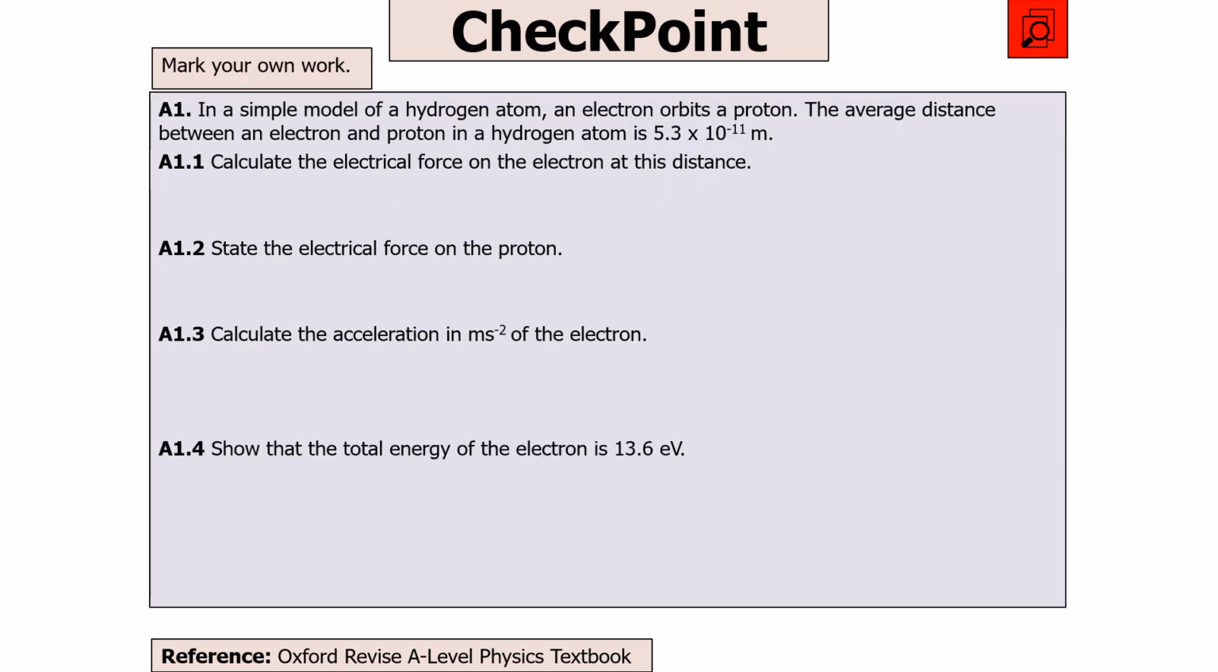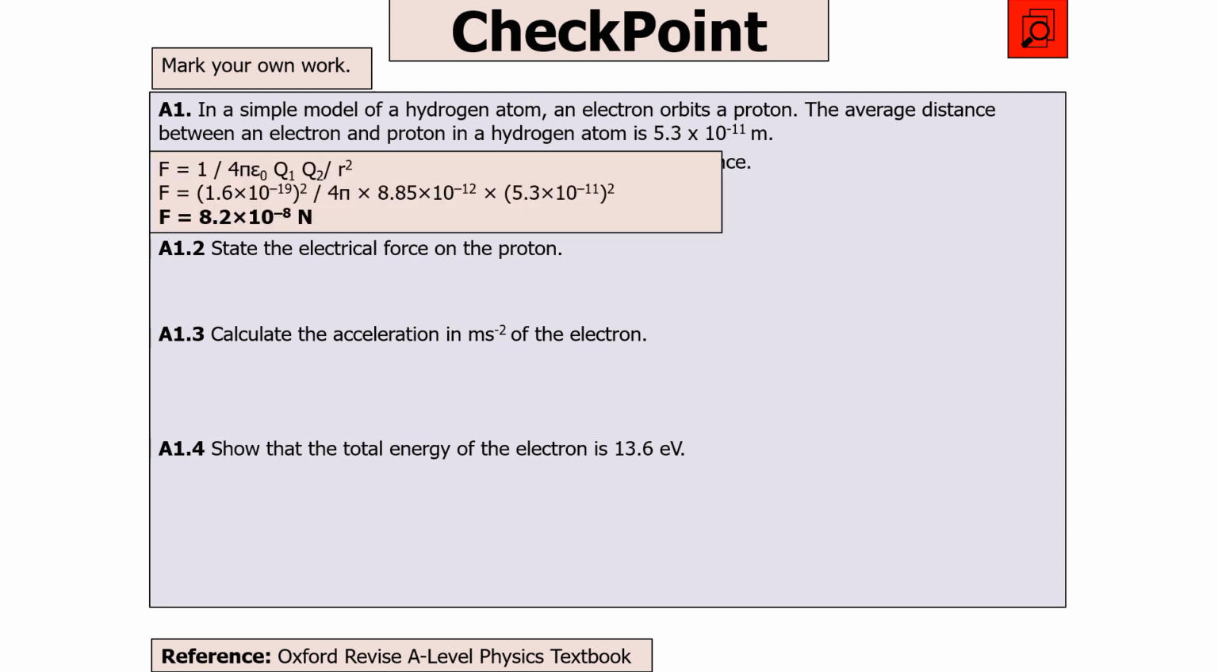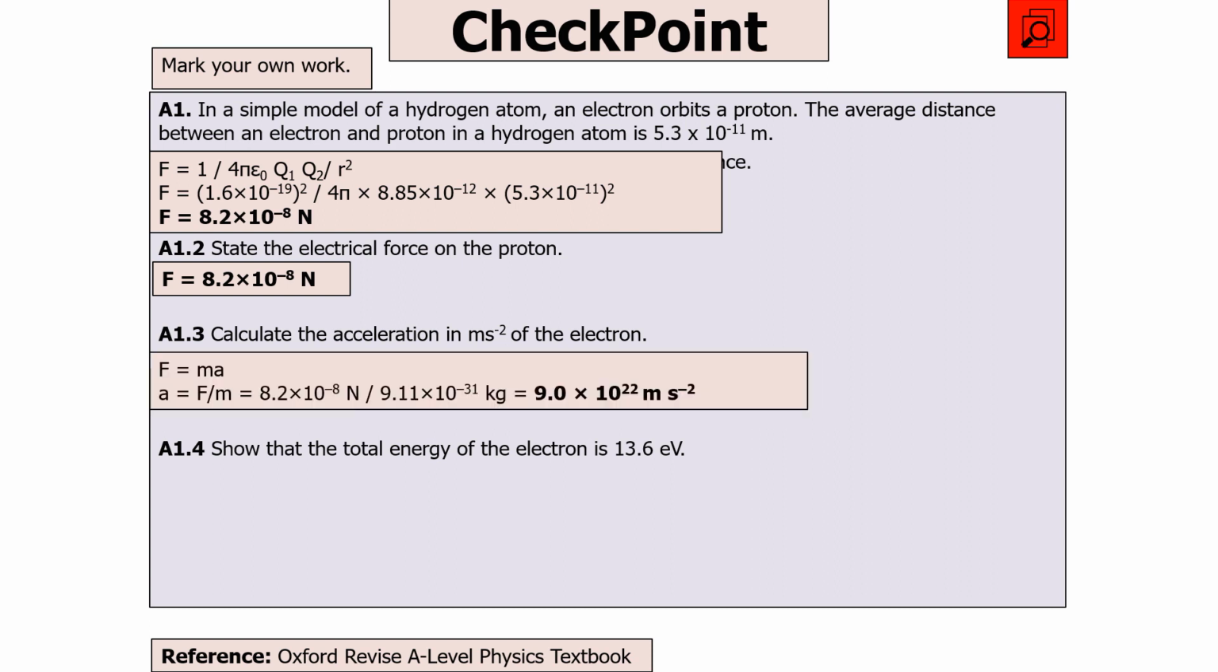Right, so we're working out the electrical force, so once again we're doing Coulomb's law. So we can say F equals Q1 Q2 over r squared, pop in all the values, remember it's r squared, and you get 8.2 times 10 to the minus 8 newtons. That's the same force on both the electron and the proton as we discussed earlier, and we can say F equals ma, so a equals F over m. Once again you're given m on the equation sheet, so you can pop that through to be 9.0 times 10 to the 22 meters per second squared.